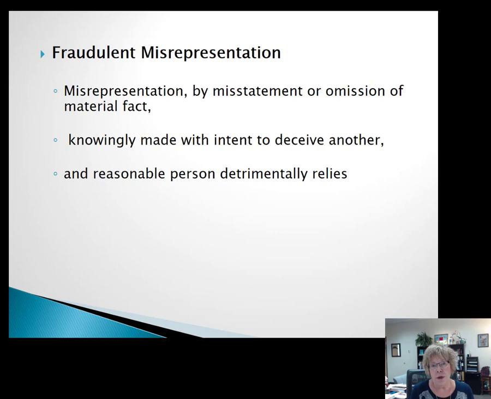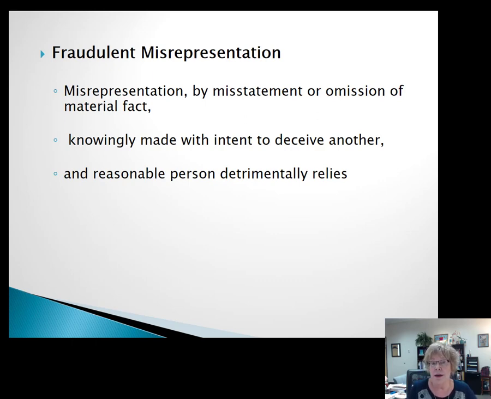All right, another tort, and we're going to look more at this tort when we get into contracts, is what we call a fraudulent misrepresentation. And a fraudulent misrepresentation is when somebody makes a misrepresentation, either by just making a false statement or omitting a very important material fact. And they do this knowingly. They know they're making this misrepresentation and they're doing it with the intent to deceive the other person. And the other person reasonably relies on what they said to their detriment.